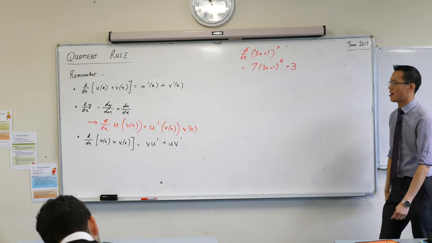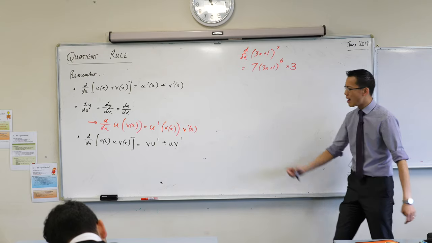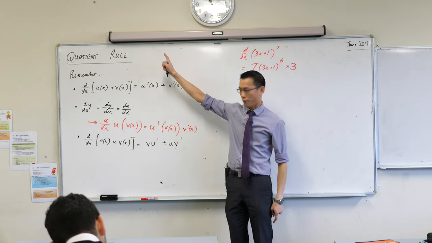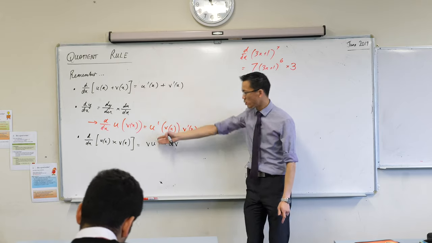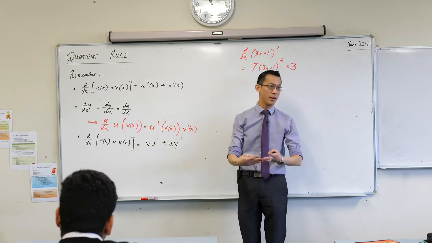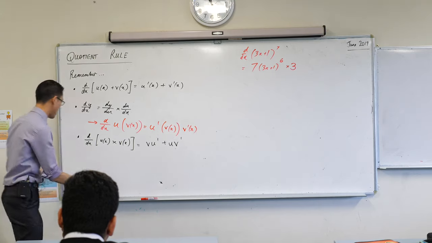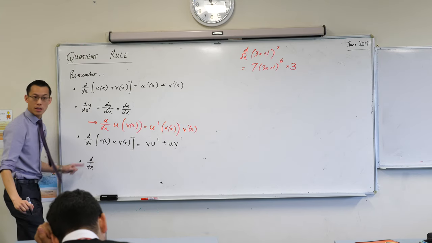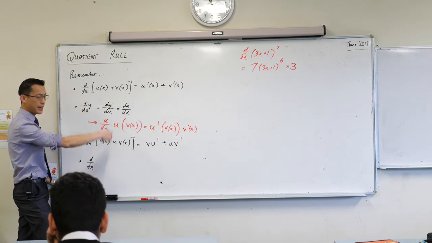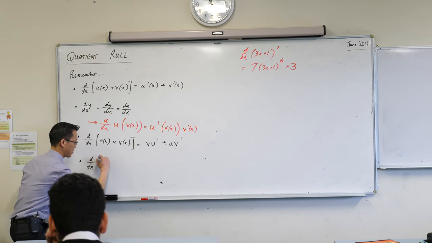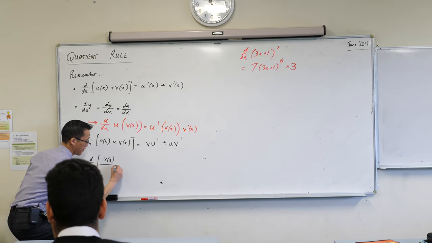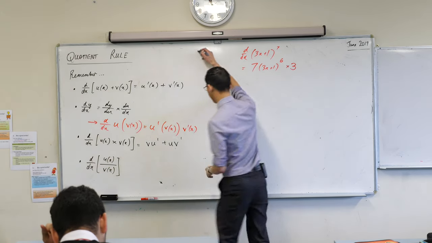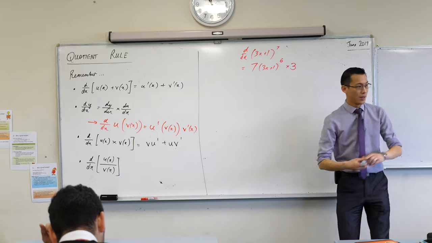So we didn't prove this result. It's a bit of a tangle to prove it. However, we're going to use it now to think about what happens if we don't add functions, if we don't multiply functions, what happens if we divide functions? Underneath this, we're going to get this result. What happens when the thing you're differentiating is not u plus v, it's not u times v, it's u divided by v?